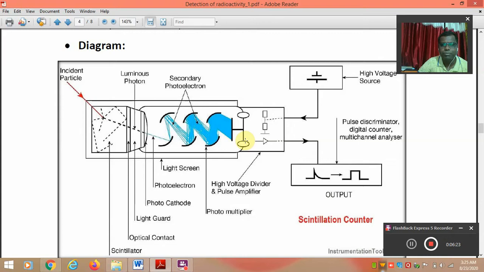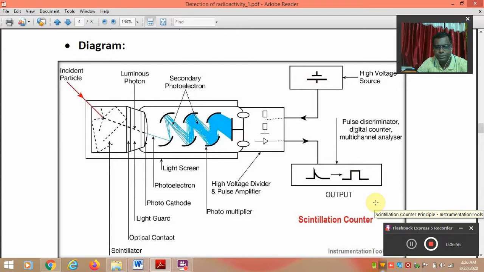The second important component is the photomultiplier tube, and this photomultiplier tube is connected to the readout device that we call the electrometer. This electrometer is used to record or count the pulses of current. So these are the three main components of the scintillation counter. One is the phosphor, the second is the photomultiplier tube or electron multiplier tube, and the third is the readout device or the electrometer.